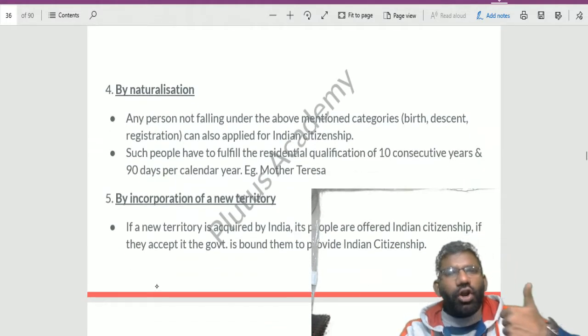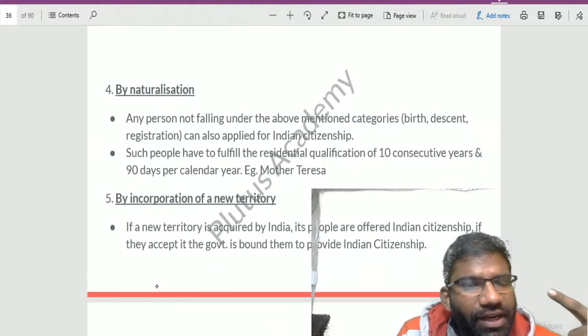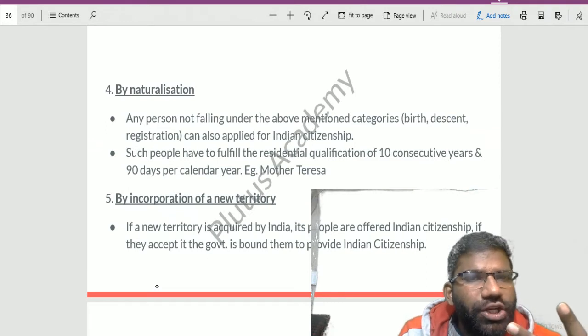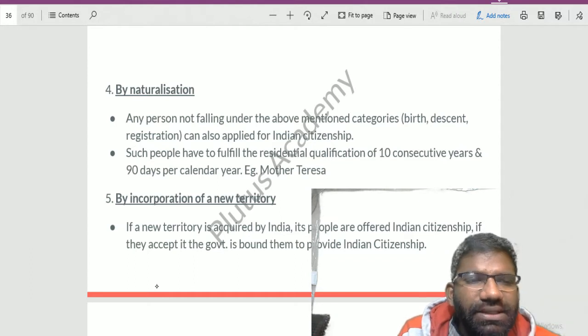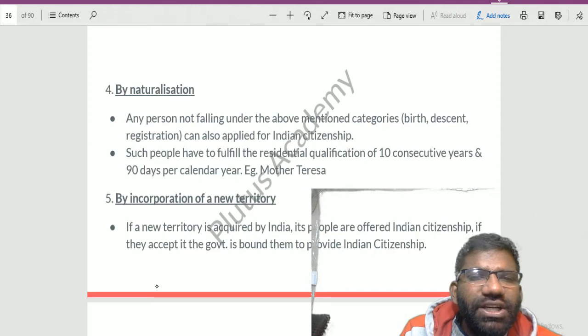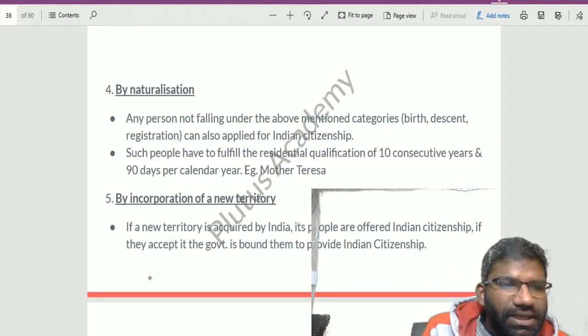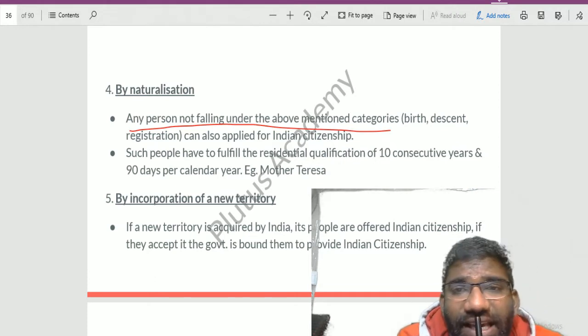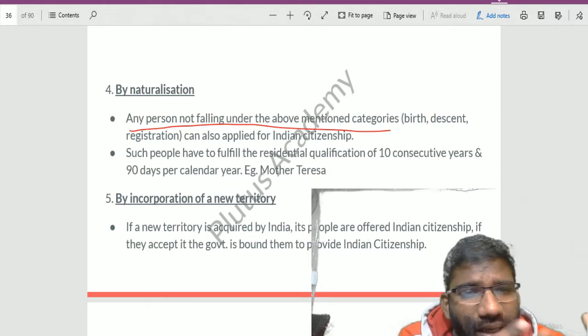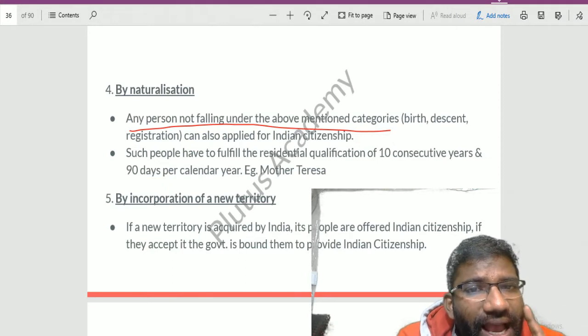Now, we have talked about by birth, we have talked about by descent, we have talked about by registration. The fourth form to get Indian citizenship is by naturalization. Any person not falling under the above mentioned criteria or categories, that is, he is not able to get Indian citizenship by birth, by descent, or by registration, still he has the right to get Indian citizenship if he wishes to.